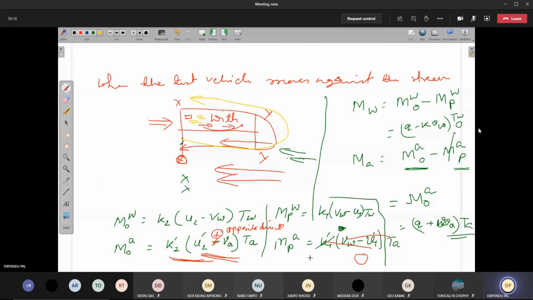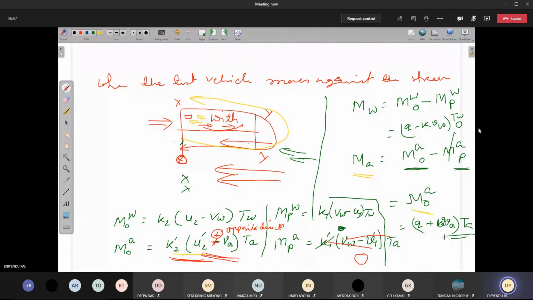Now I want to find out the value of MA. The value of MA is basically the difference between the number of vehicles that overtook the test vehicle and the number of vehicles the test vehicle overtook. If I find the difference, this is 0, so this will be nothing but equal to MOA. What is MOA? If you do the calculation, K V means Q. This is K2 into U2, that is into Q, and then plus VA into K into TA.